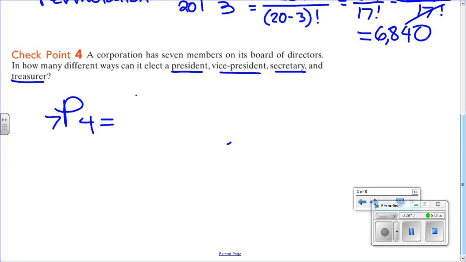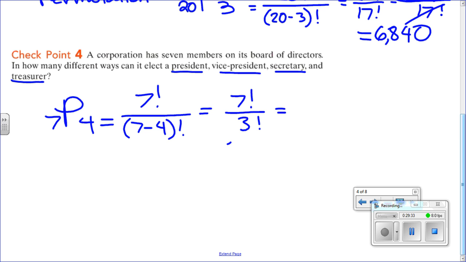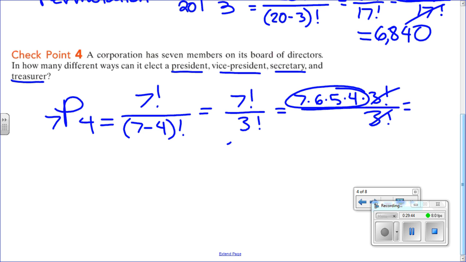So it's going to be the big number factorial, and then on the bottom, the difference of the numbers factorial. So 7 minus 4 factorial. So this is 7 factorial over 3 factorial. So this is 7 times 6 times 5 times 4 times 3 factorial over 3 factorial. Let's just multiply those. 840. Very good.